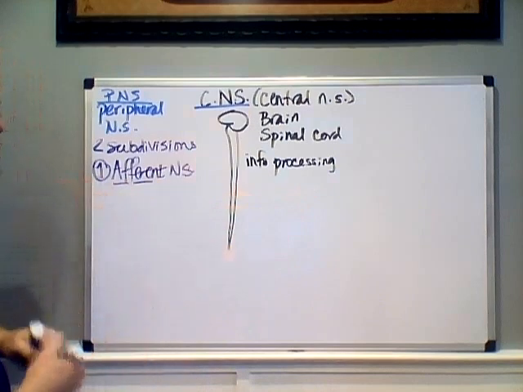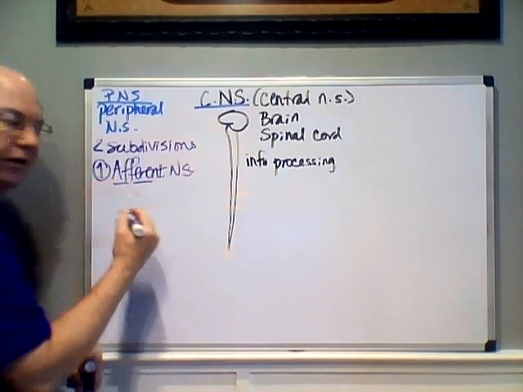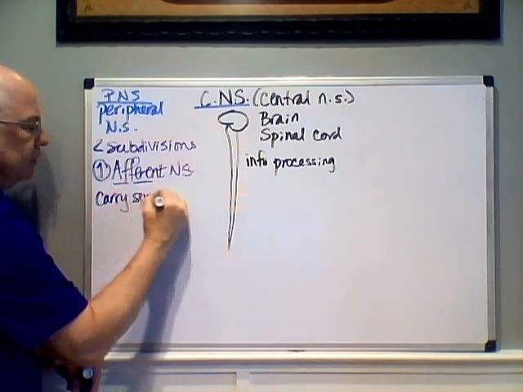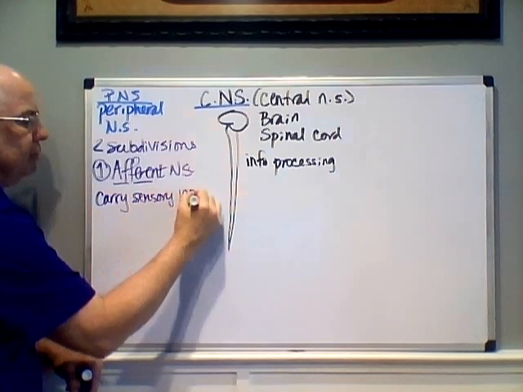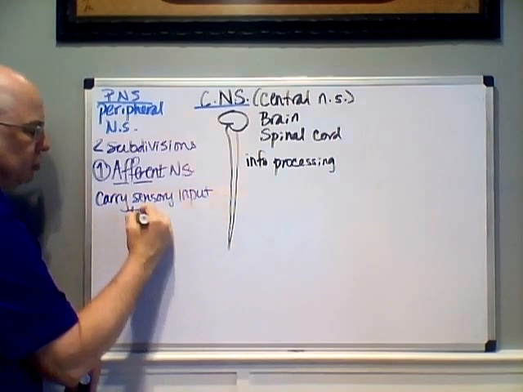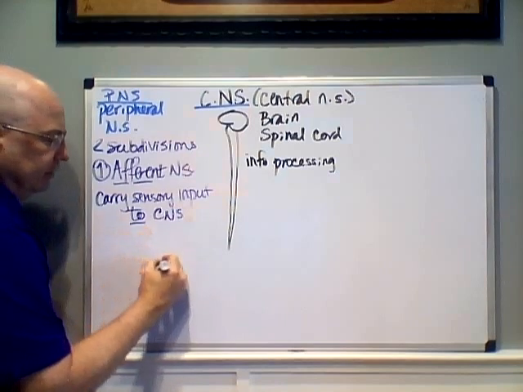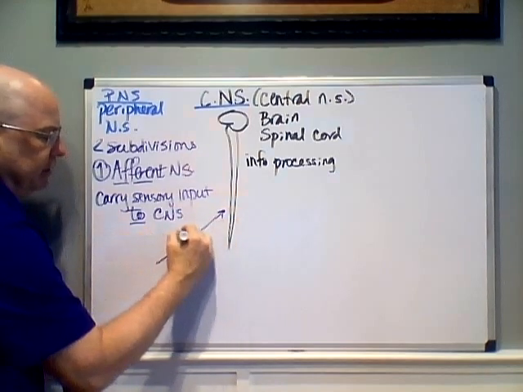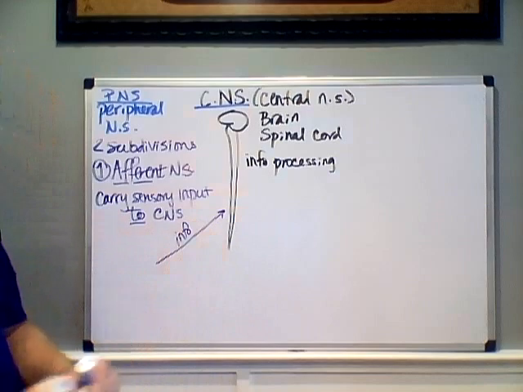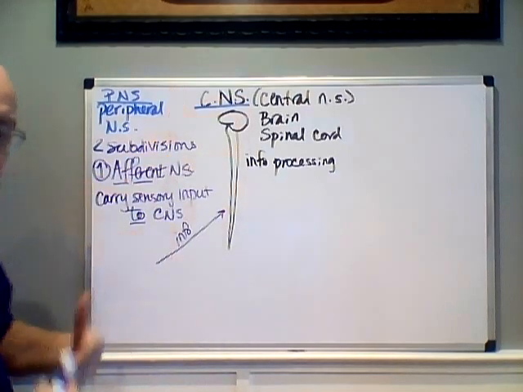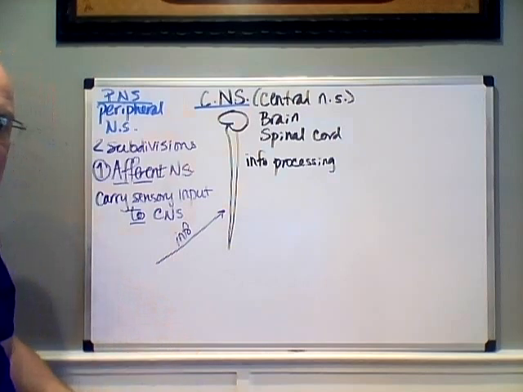And one of the things we say about the afferent nervous system is that it will carry sensory input to the CNS. It is literally carrying information into the central nervous system so that the central nervous system can process that information and then make the appropriate adjustments to preserve homeostasis.